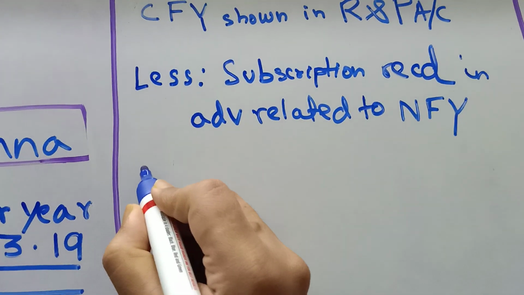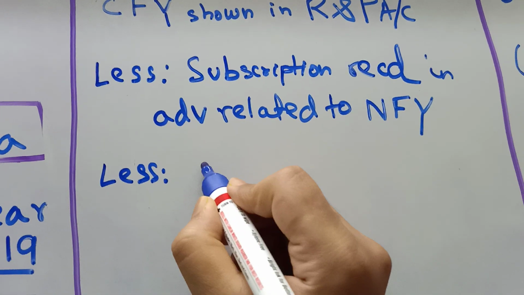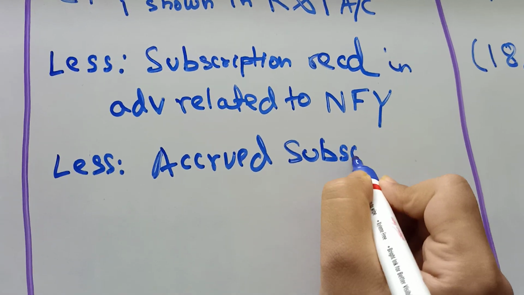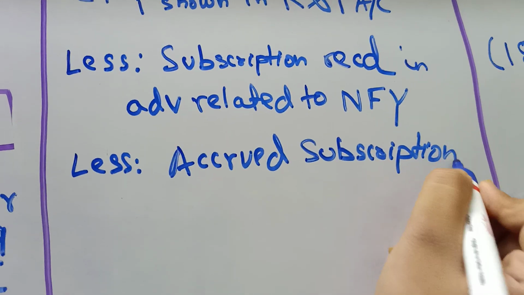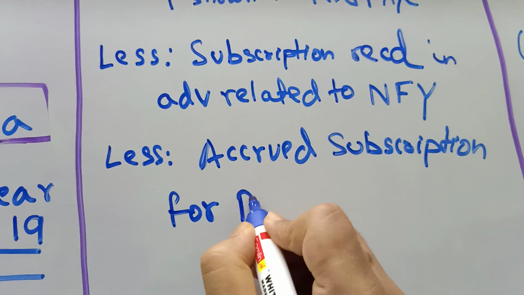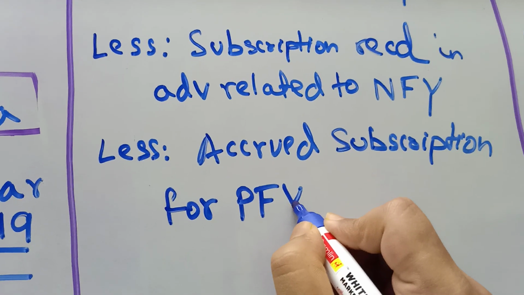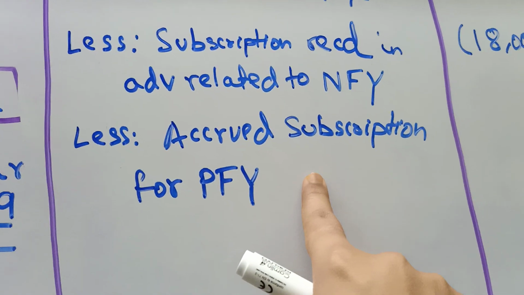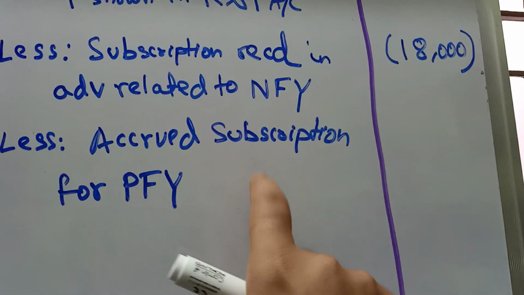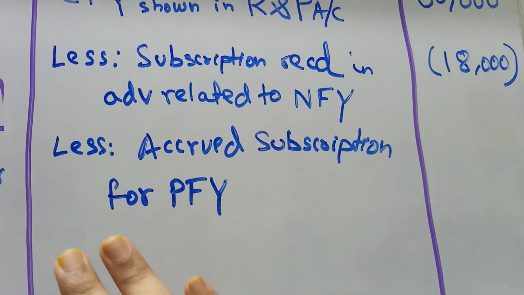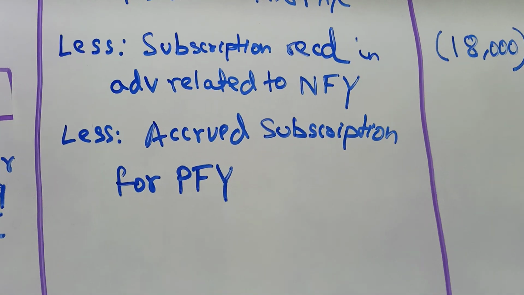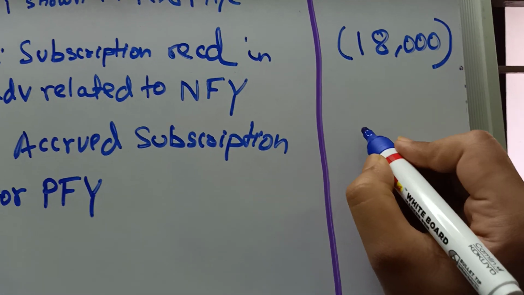So let's deduct less accrued subscription. There we go. Now this accrued subscription for previous financial year. Hope you understood that this was for previous financial year. The cash which is received was in this current financial year, but this was earned in the previous financial year. Hence we cannot treat it as an income again. How can we treat an income twice or thrice? Come on. So let's deduct 15,000.